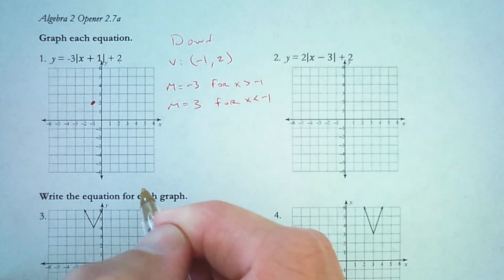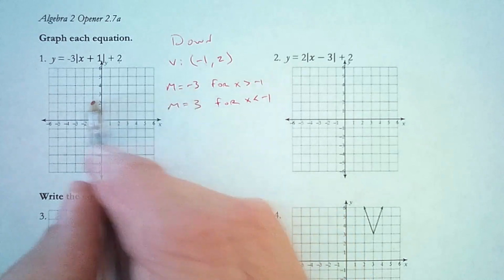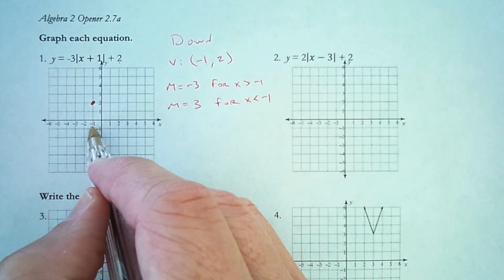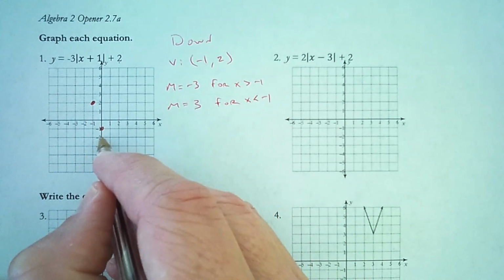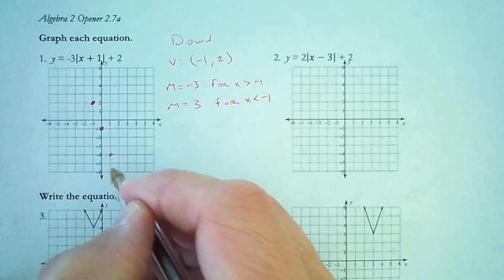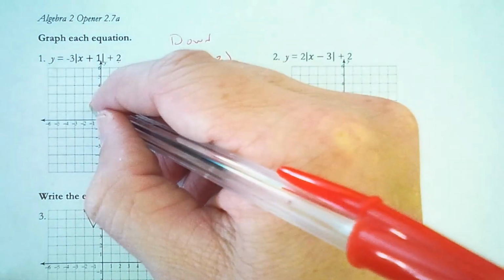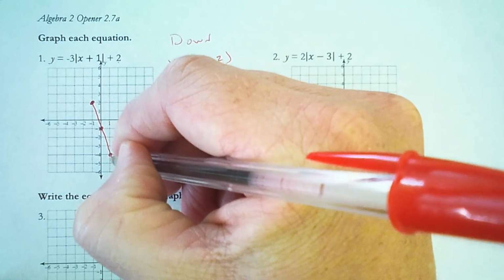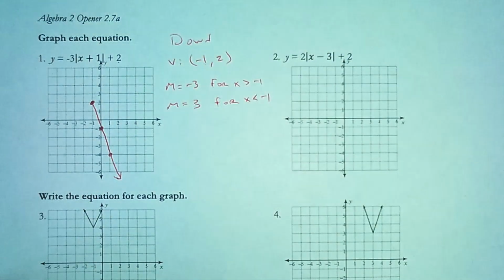On the right side, we're going to have a slope of negative 3. So that's down 3 and right 1. And we're going to do that a couple times and then we don't have room to do it again. So there is the first side.